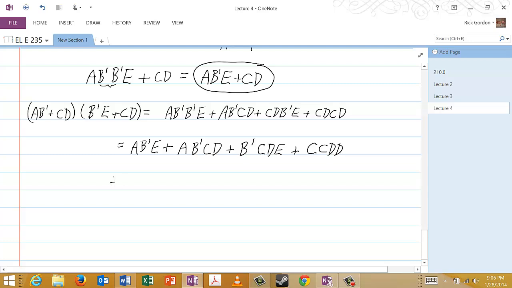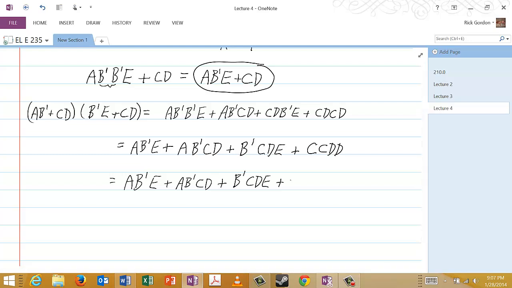Now, proceeding, we'll have A, B prime, E again for the first term, and A, B prime, C, D for the second term, B prime, C, D, E for the third term, and then for the fourth one, well, any Boolean variable ANDed with itself is itself. In other words, 0 ANDed with 0 is 0, 1 ANDed with 1 is 1. So C ANDed with C is C, and D ANDed with D is D.